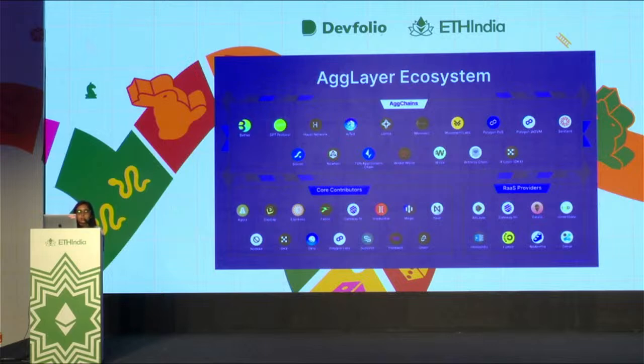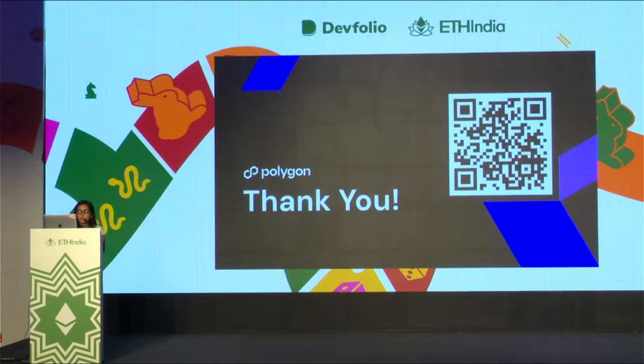The core contributors, apart from Polygon Labs, we have Octo, we have Succinct, we have Thirdweb, and RAS as a rollup provider. Gelato is doing great work in providing us a rollup so that we can execute transactions. So this is majorly it. I have included a QR code at the end of this.